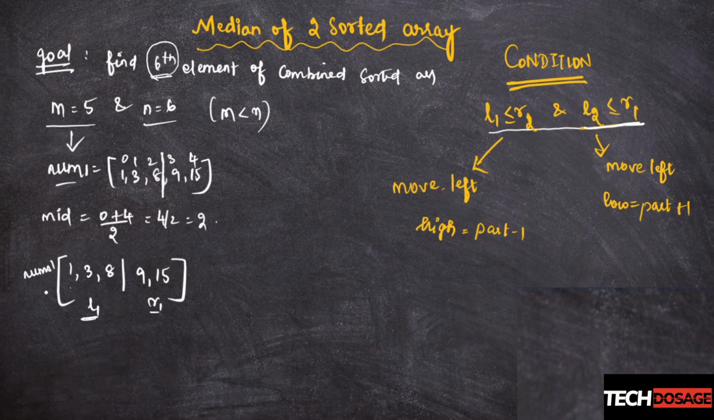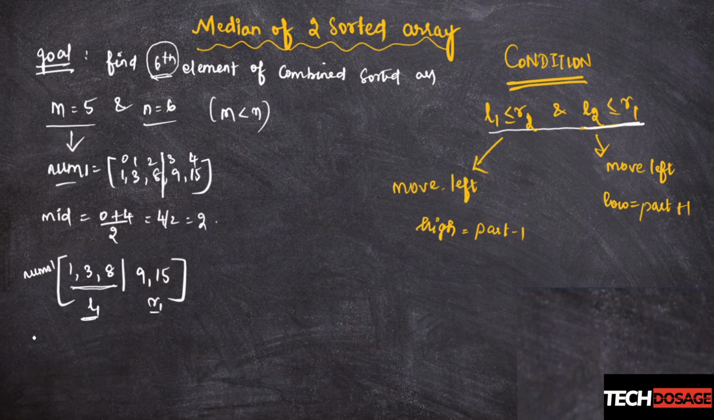So what I'm going to do, I have to find all the 6 elements, 6 elements from the left side. So I got 3 elements from the first array. L1 is the left one. I got 3 elements. Now, how many more elements do I need so that I have all the 6 elements? I need 3 more elements. I'm going to take those 3 more elements from the second array.